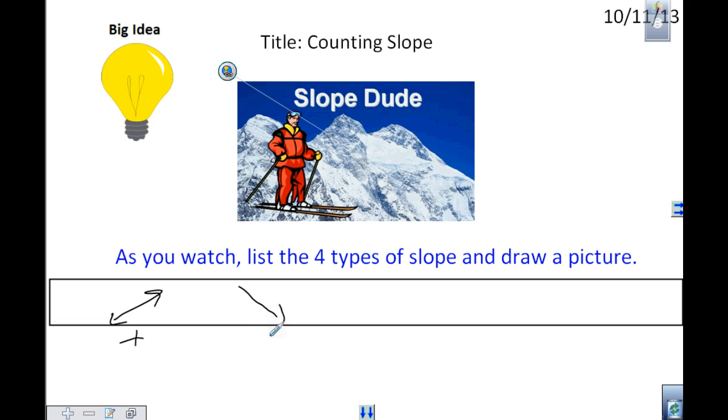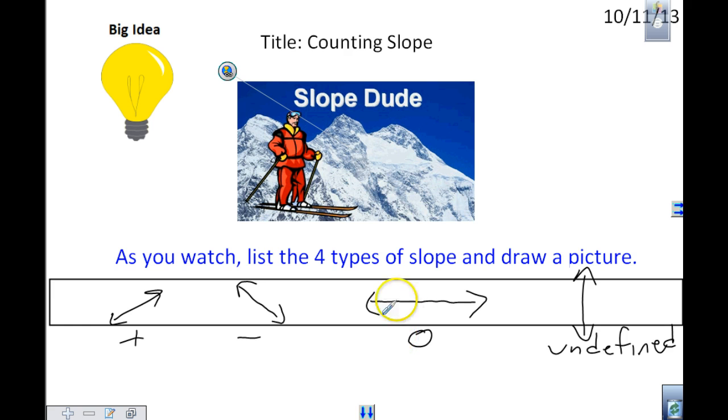And then he said, what was downhill? Nice, negative. Nice, negative. And then we have zero slope, zero fun, not going up, not going down. And then undefined, yes, vertical, undefined.